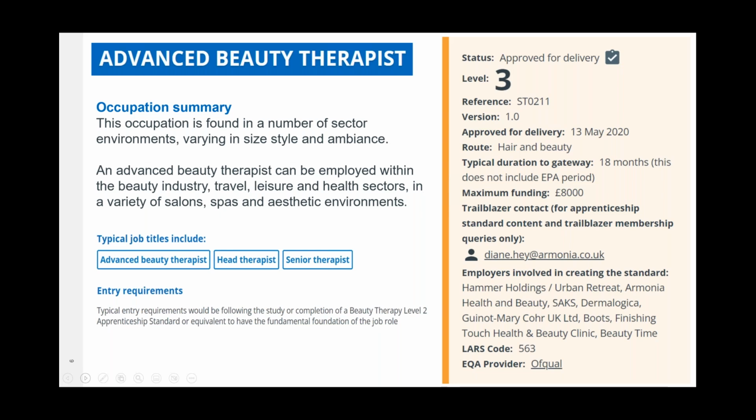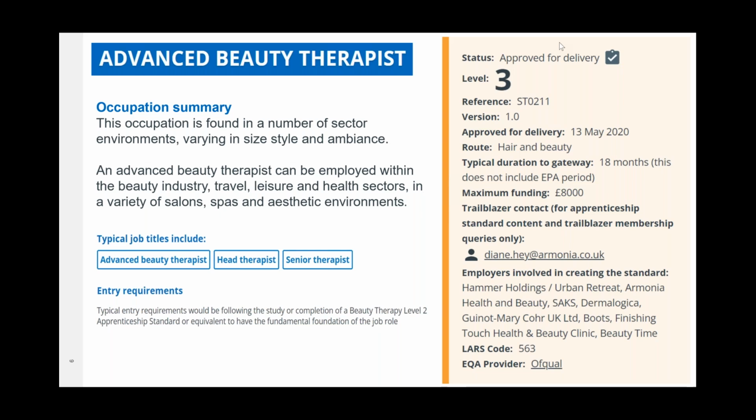Good afternoon, everyone. My name's Emma Mackay and I'm the Industry Manager here at City & Guilds, looking after hair, beauty and retail. As Sarah has already explained, we're going to be taking you through our new on-programme offer for the Advanced Beauty Therapist Standard.